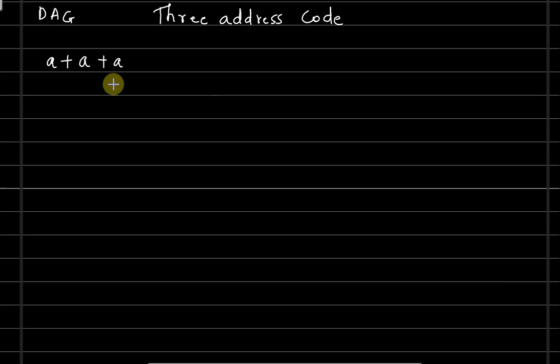if I want to represent this expression in the form of a syntax tree, I'll create a node for A plus A and then this A as well. So this is the syntax tree representation of this expression. Now if I want to represent this expression in the form of a DAG, we need to identify the common expressions. Since A is present thrice here, the same expression is present thrice. What we can do is compute one expression just once. The one expression which is common, you can evaluate it just once and reuse it wherever required in that expression.